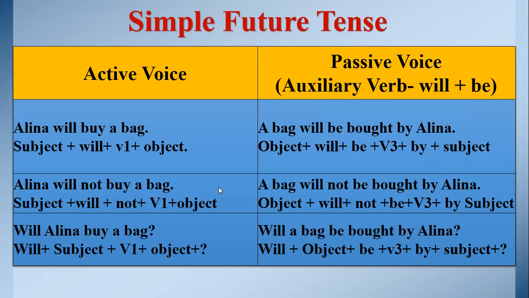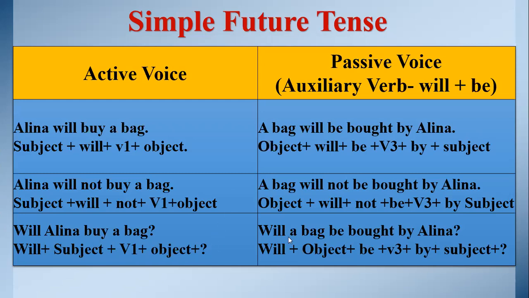Alina will not buy a bag. A bag will not be bought by Alina. Okay. Now similarly, if I change it to the interrogative form, will Alina buy a bag? That is my question form. So my will comes in the beginning, the subject, the first form of the verb, and then the object, and then a question mark for sure, because this shows that this is a question. I have to punctuate the sentence for sure.